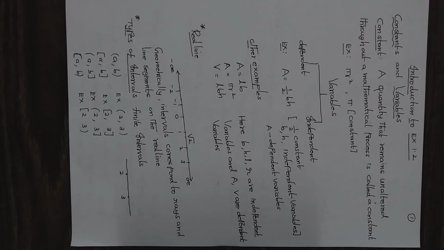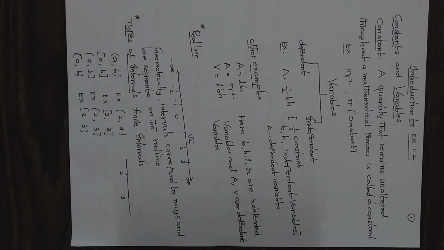So the next topic is types of intervals. This is also a very important part. See, a real line is a line which is used to represent the numbers, that's it. But what are the extreme values? On the positive side you can go up to infinity. On the negative side you can go up to minus infinity.